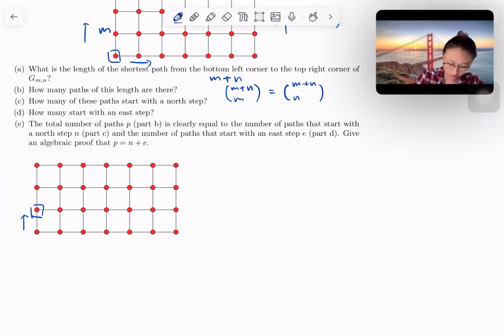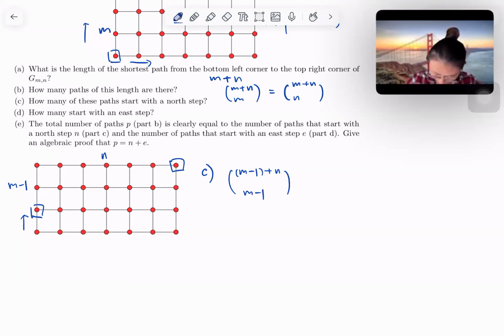If we start with a north step, we will reach this node, and the problem becomes going from this node to the top right corner. Now we have n minus 1 up steps and still n steps to go right. So what we need to do is choose n minus 1 from n minus 1 plus n, the total steps, which is equal to choose n from the total steps.